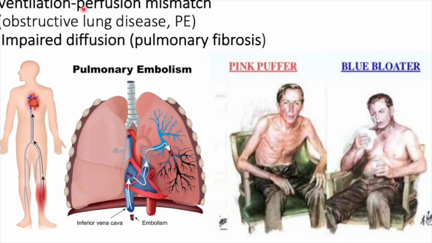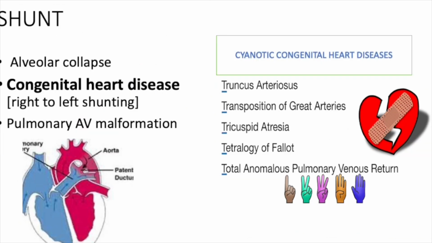So regarding ventilation perfusion mismatch, the common conditions are obstructive lung disease, pulmonary embolism. Impaired diffusion occurs in pulmonary fibrosis. Shunt lesion I already mentioned. It can be intracardiac shunting, that is congenital cyanotic heart disease, or an Eisenmenger syndrome, that is reverse flow shunting that is occurring. In the lungs, the alveolar collapse can lead on to shunting, or it may be due to pulmonary AV malformations.